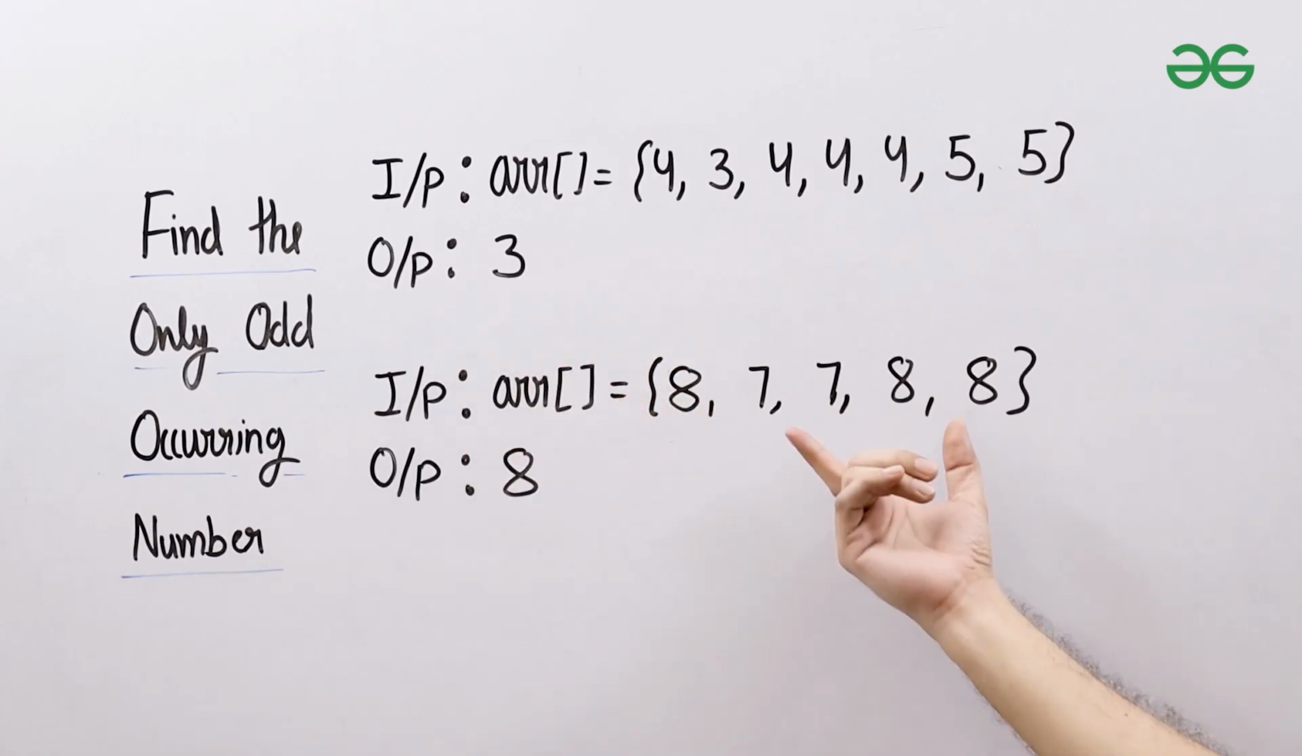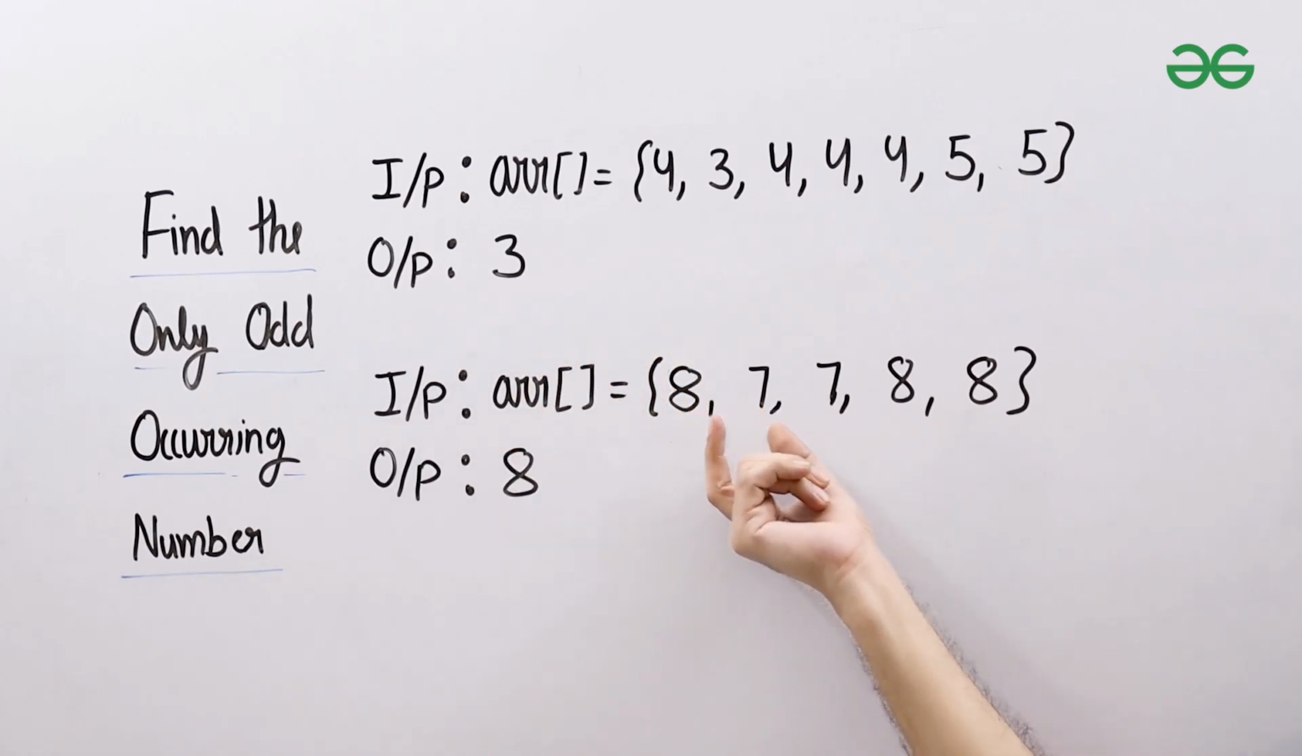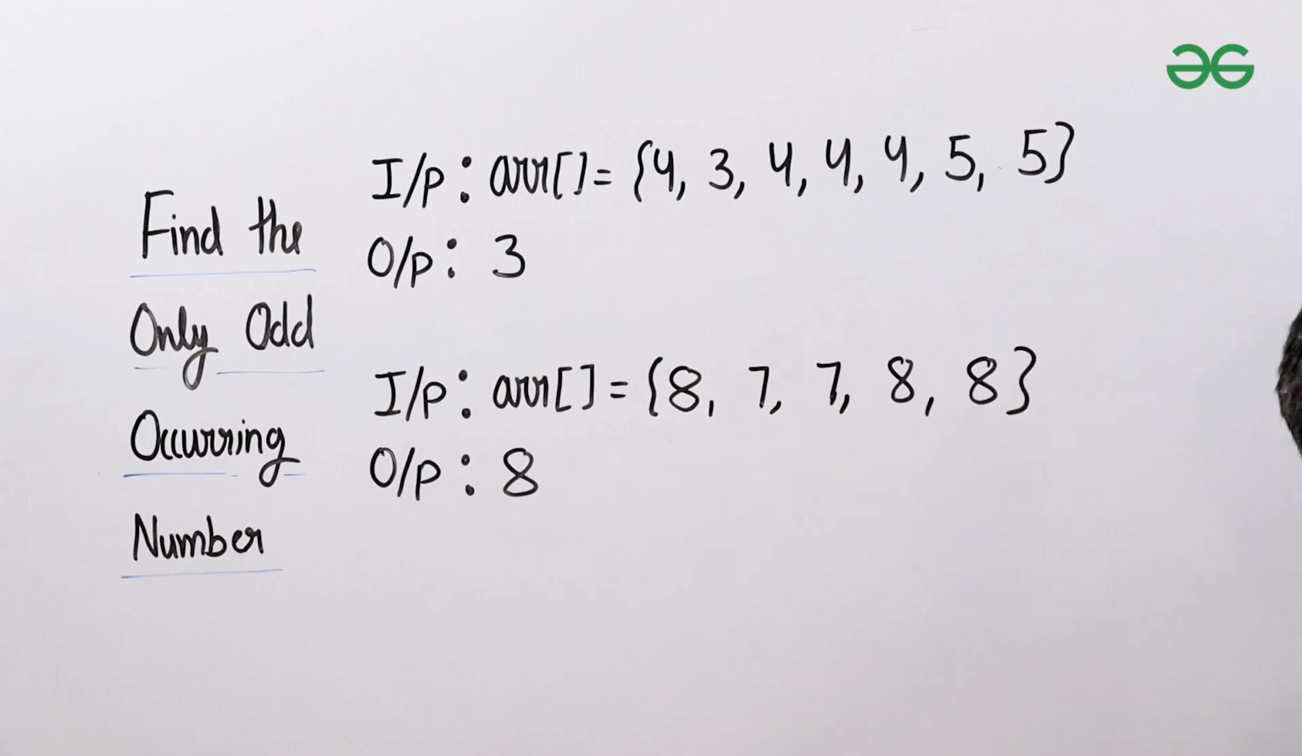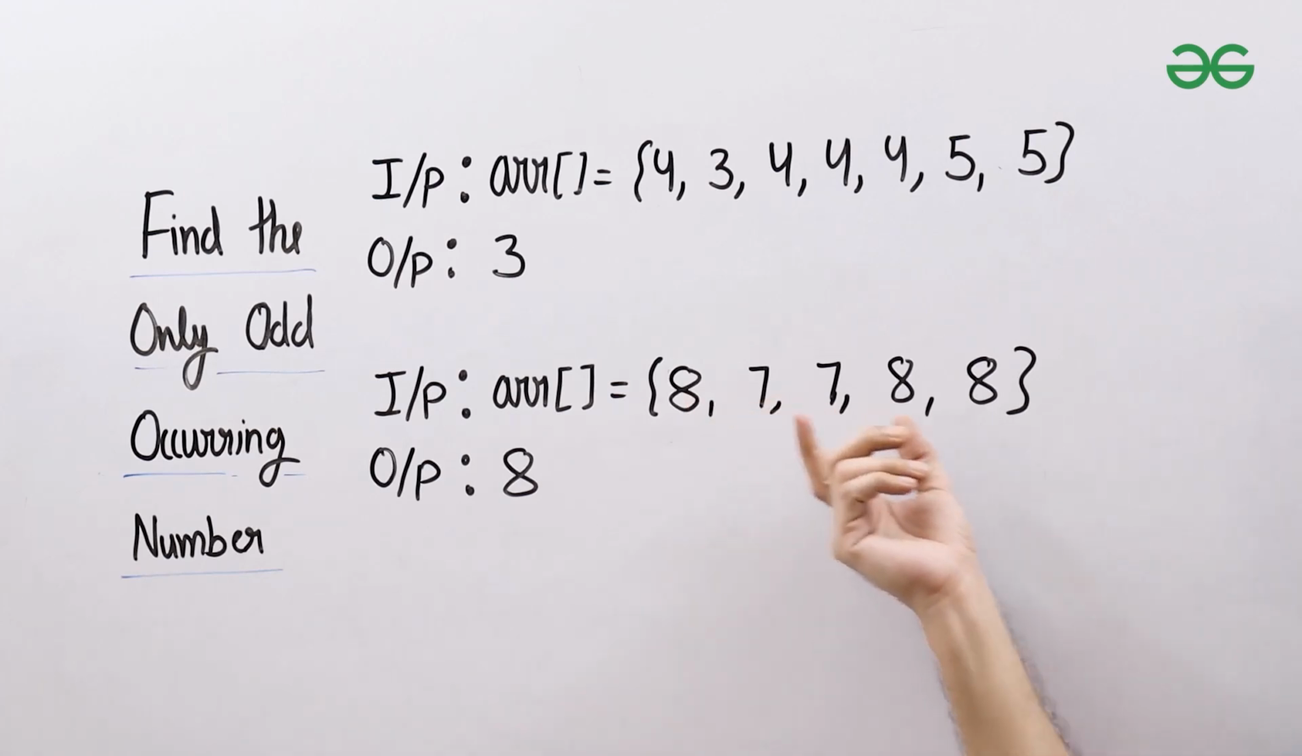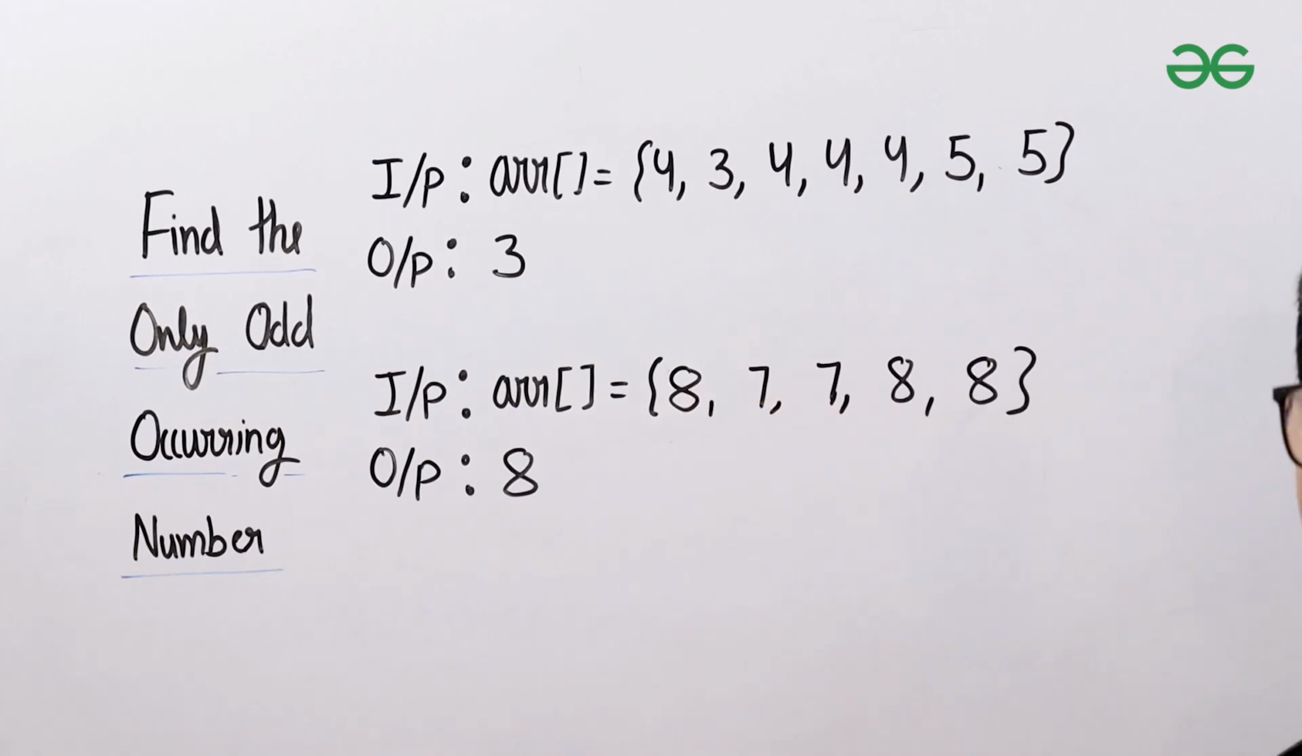If you take a look at this example, here we have 7 appearing 2 times. So it's an even appearing number. And 8 is the only number that appears 3 times, or odd times. So our output is 8.